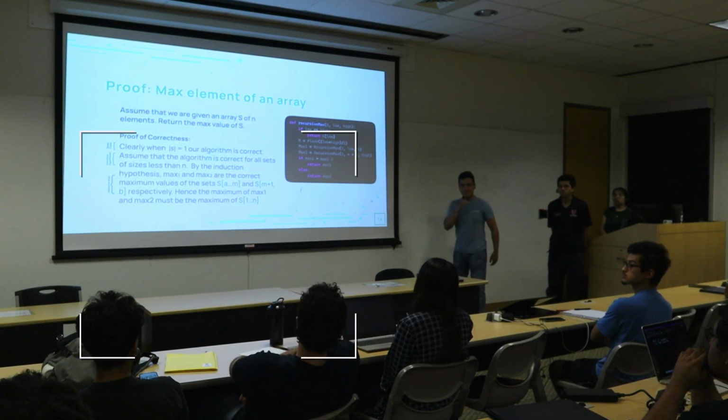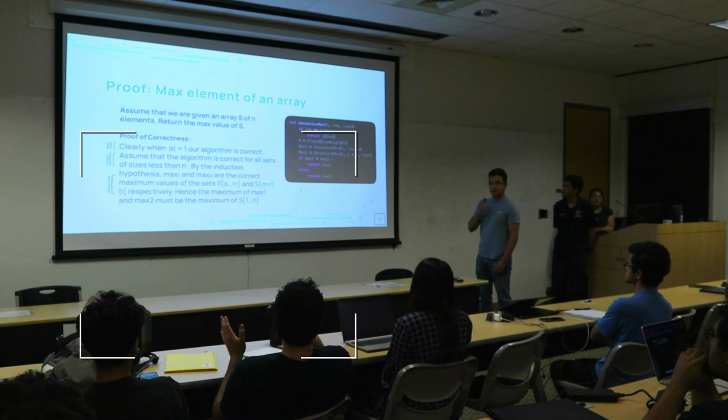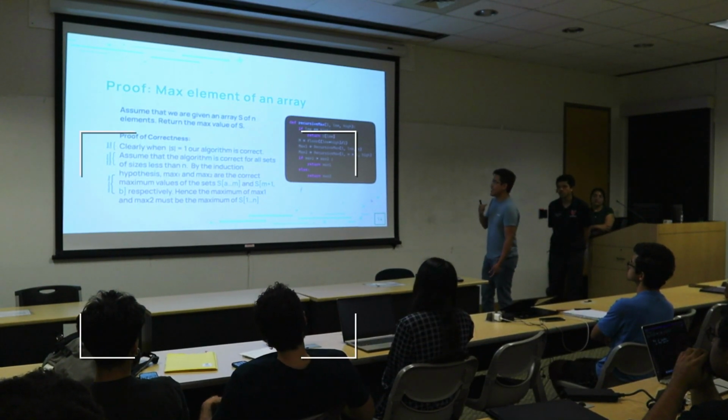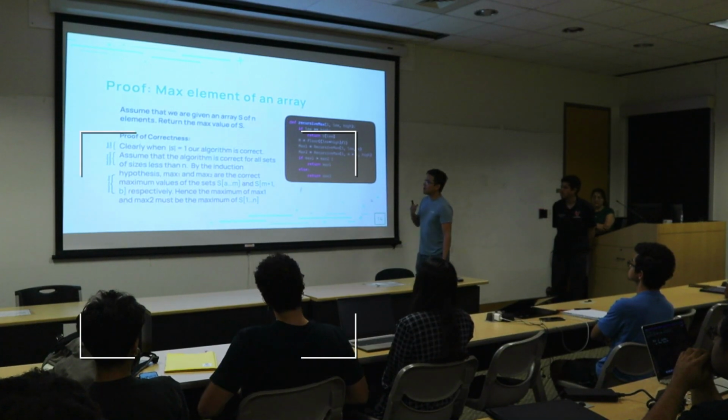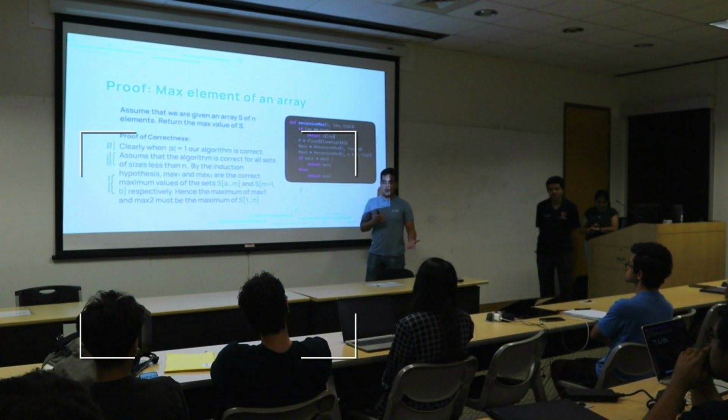I mean, it looks like it finds the max of the left-hand side, finds the max of the right-hand side, and then compares the values. Exactly. It's simple as that. And it's a recursive function as well, right? So, and like I said, it returns the max value of S.